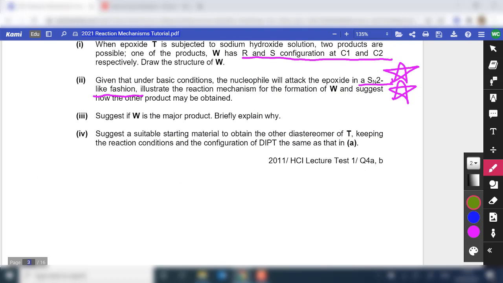And then of course part 4 is just a pattern recognition kind of question. They ask you to suggest a suitable starting material for the other diastereomer T, keeping the configuration the same. I don't think most of you have any issues with it, so I don't think I'm going to spend time debriefing this.